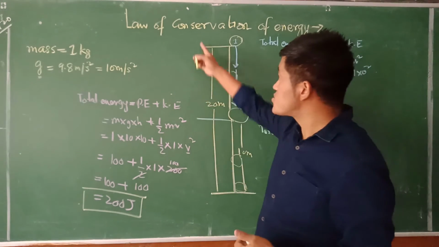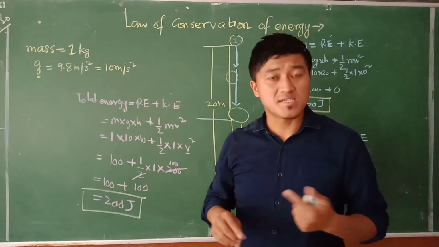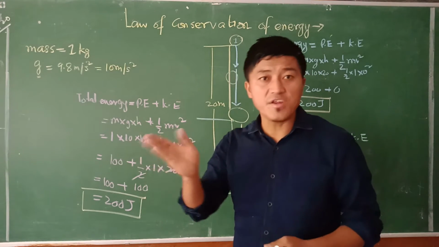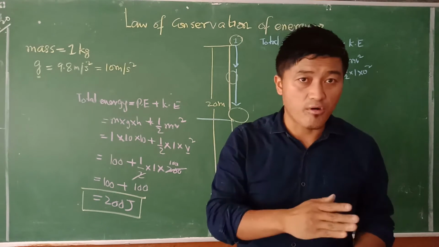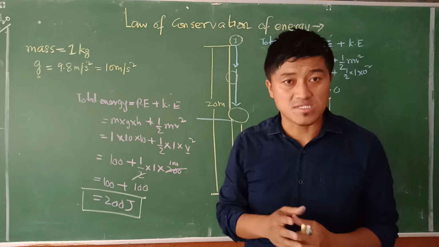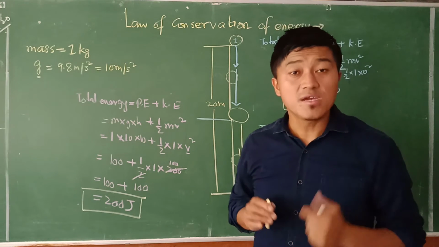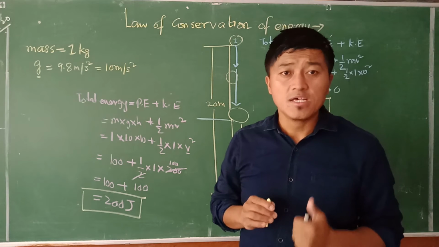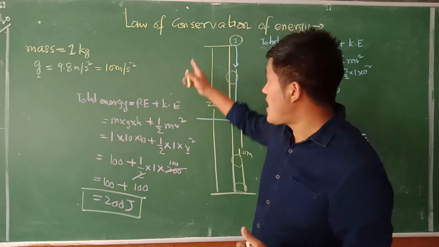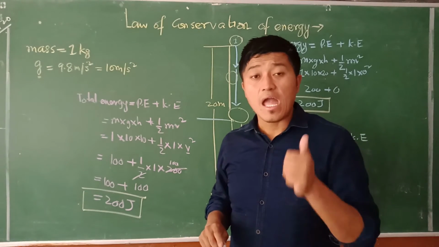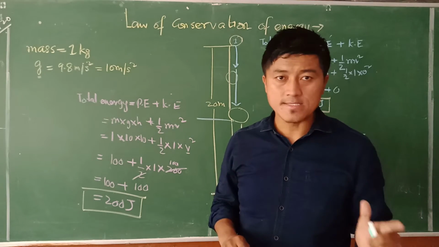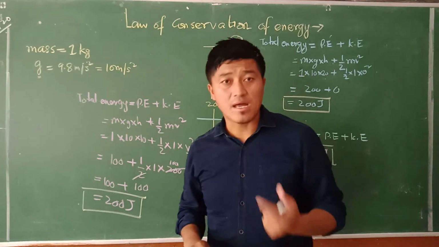So according to the law of conservation of energy, what does this say? That energy can neither be created nor destroyed, but energy can be converted from one form to another form. Energy is always going to be constant here. Is that clear? This is about the law of conservation of energy, which is very important, and it highlights a very important point, that energy can be converted from one form to another form. Is that clear?